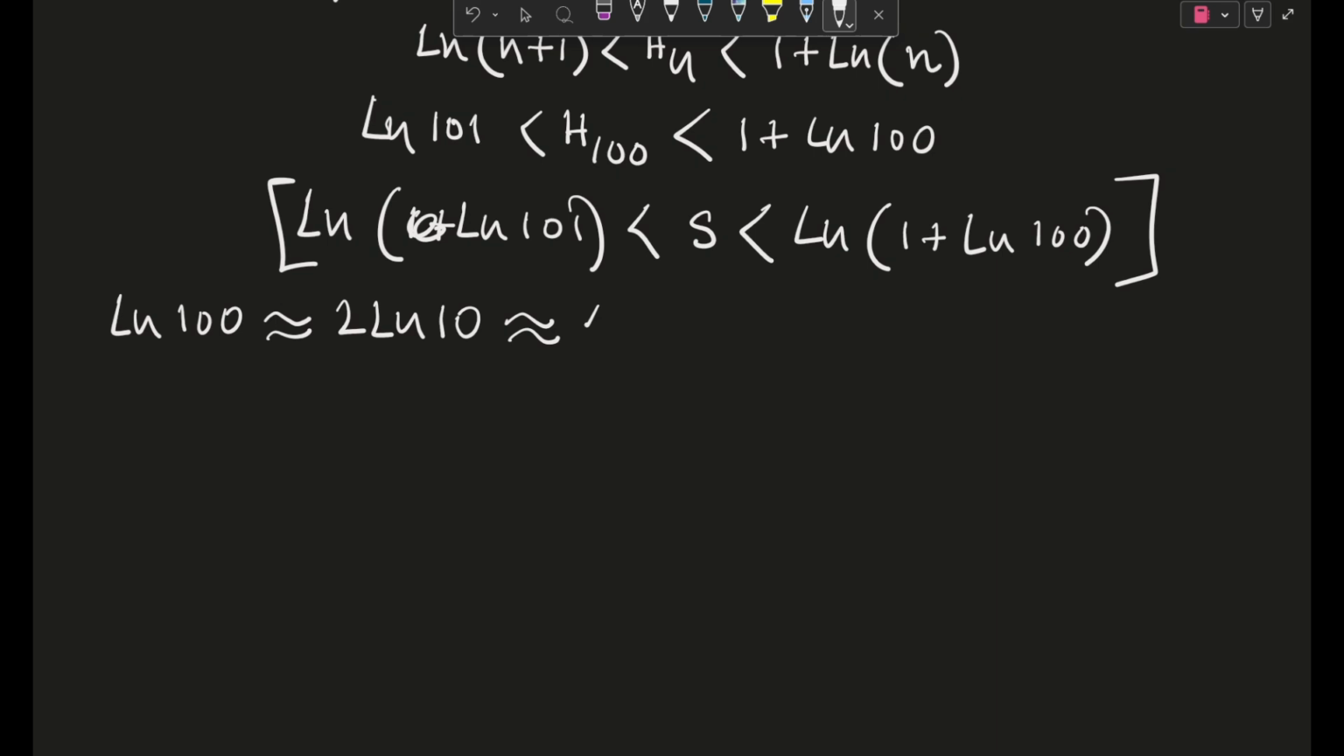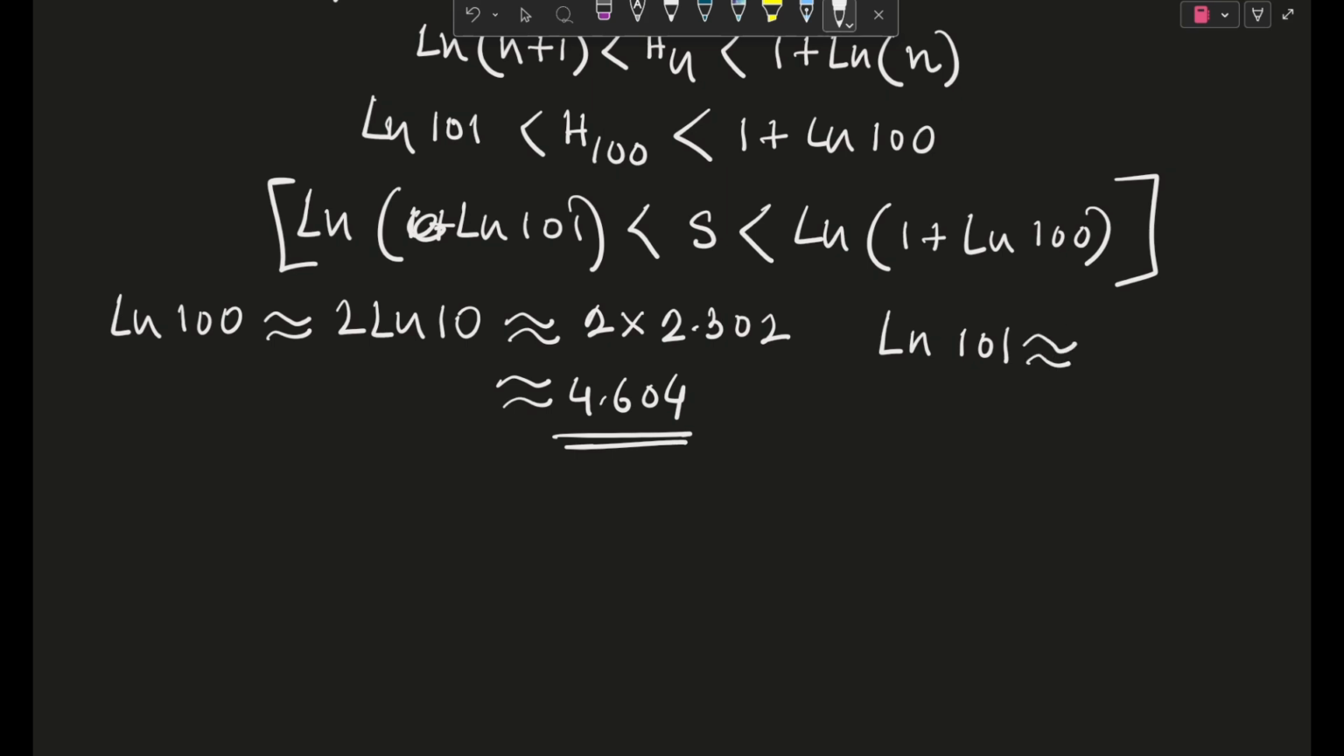And 2 ln 10, everybody knows this is 2 into 2.302, which is approximately 4.604. You don't have to remember any values here, everybody knows this. And now if we want to estimate ln 101, if ln 100 is 4.604, then ln 101 will be very close to this. As per my logic, I guess it will be something like 4.61. Very, very close, but still far.